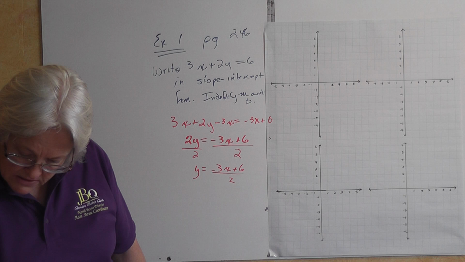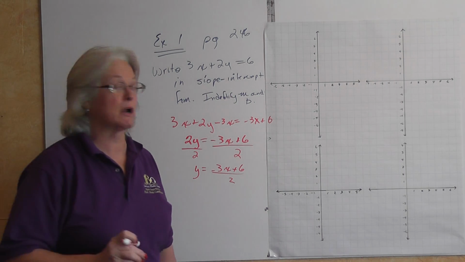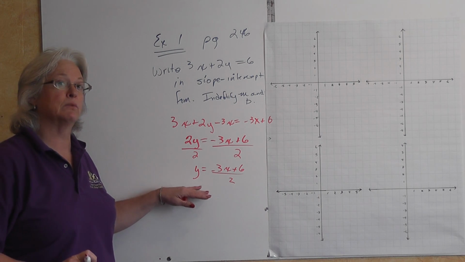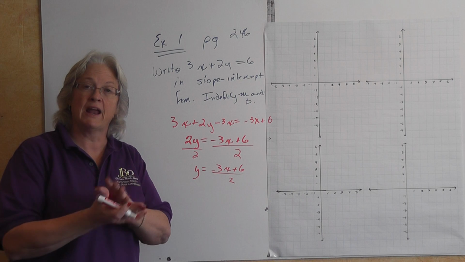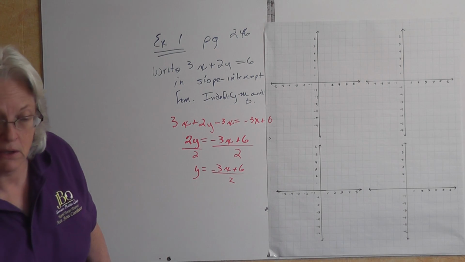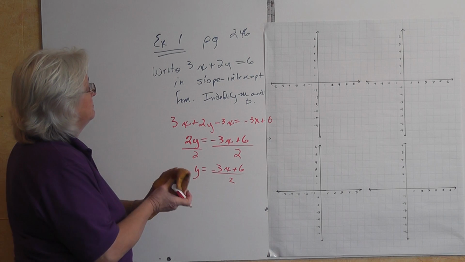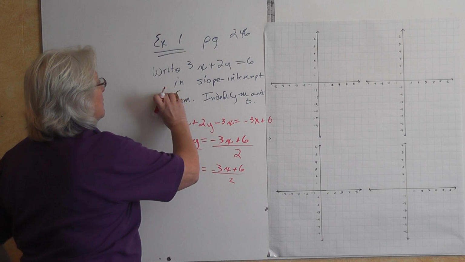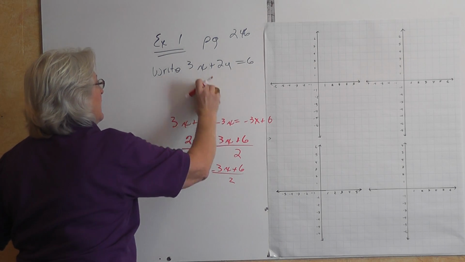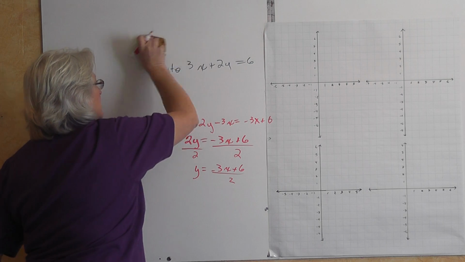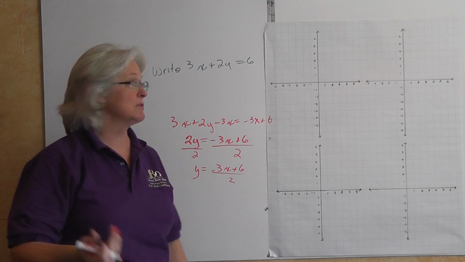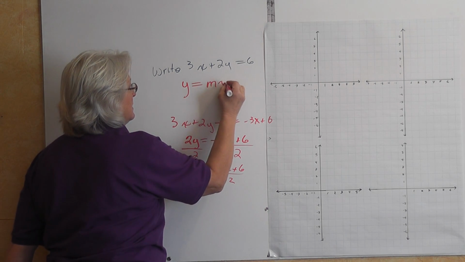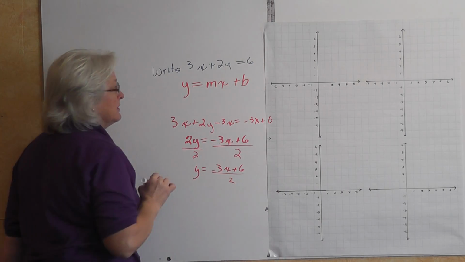I'm trying to see something here. Wanted to make sure that I copied my problem correctly, and I have. Right here we've solved for y, haven't we? But we want to solve for y and have that equation in the slope-intercept form of the line. We want to be able to identify m and b. Do you remember what I just wrote? I said that our slope-intercept form of the line is y is equal to mx plus b.